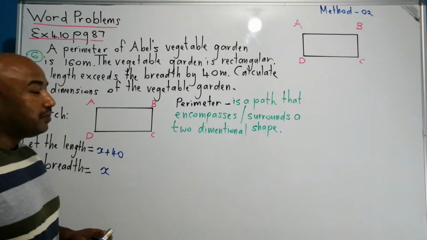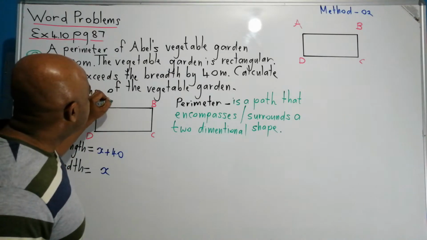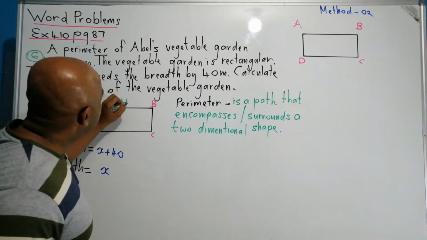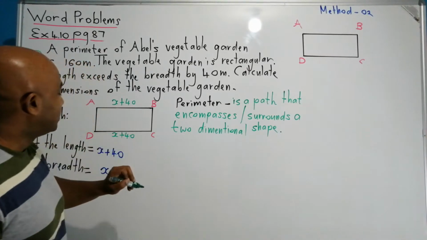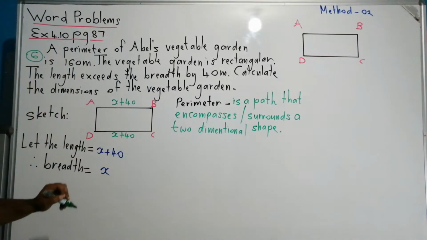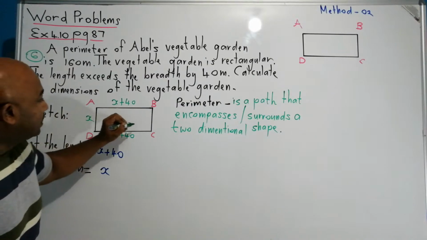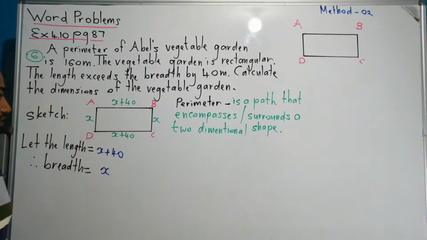So now, what do we know? Opposite sides are equal. So if this is x plus 40, this will also be x plus 40. That is the length. We decided to call the breadth x there.